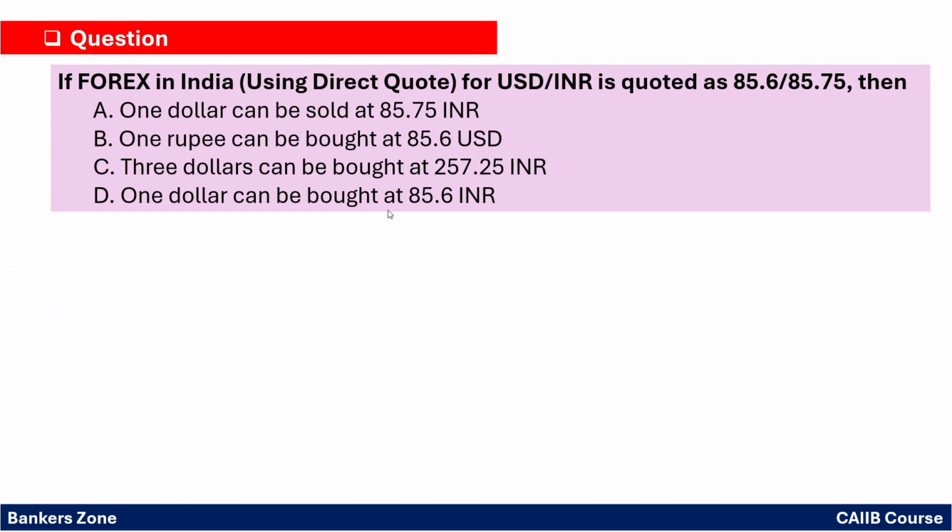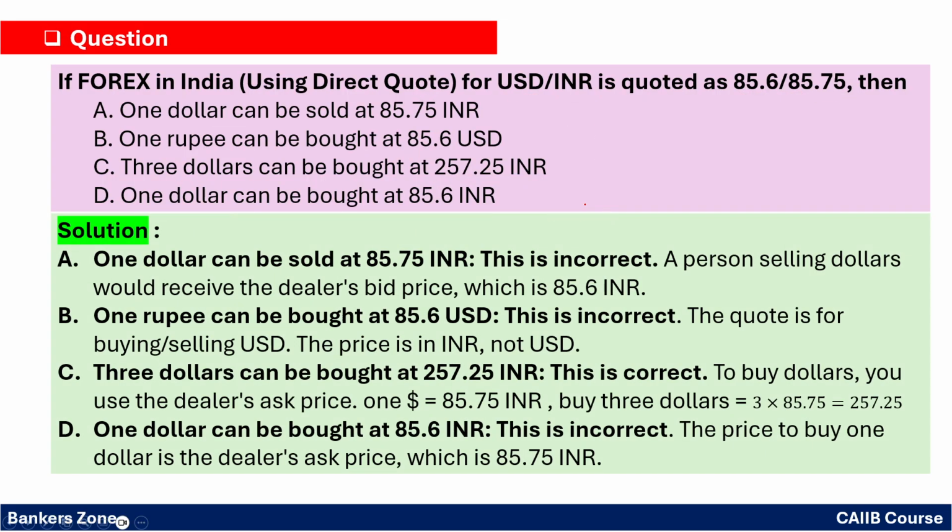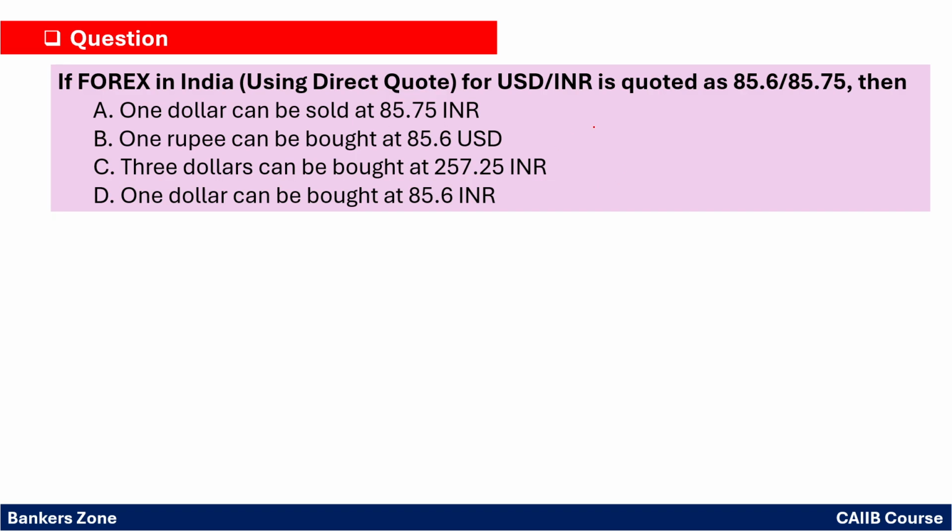Okay. Now see the question. Forex in India using direct quote, say USD/INR is quoted at rupees 85.6 and 85.75. Then which is correct: first, $1 can be sold at 85.7; second, 1 rupee can be bought at 85.6; third, $1 can be bought at 85.6? So see the solution part. It is very important to understand. Always remember, when this quote is available, this is the buying price and this is the selling price in case of direct quotation.